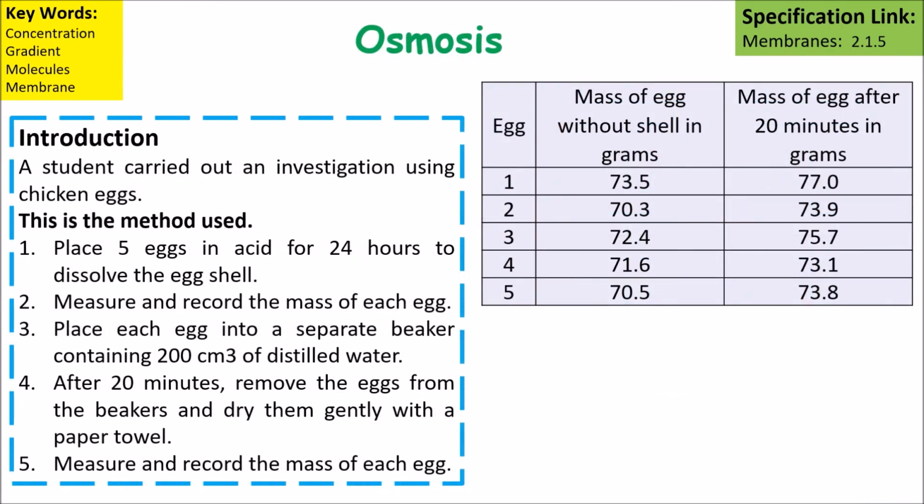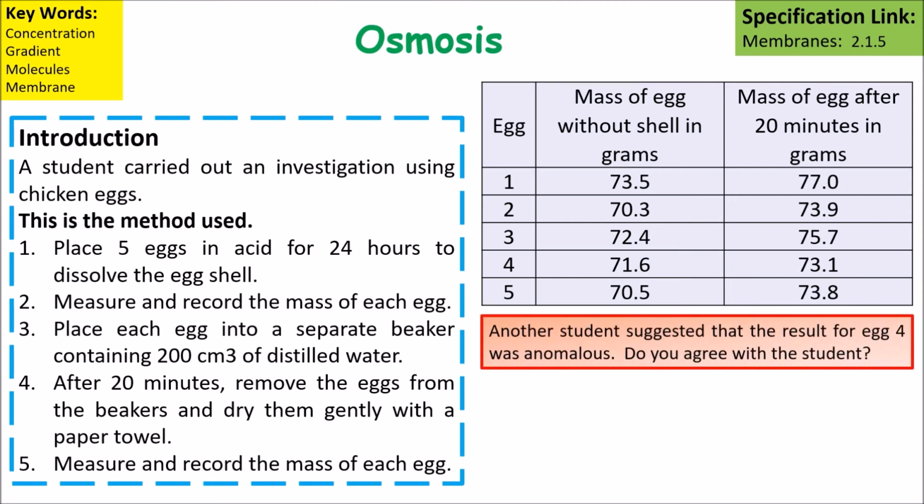So another experiment could be something like this. A student carried out an investigation using chicken eggs. They placed 5 eggs into acid for 24 hours to dissolve the eggshell. They measured and recorded the mass of each egg. They placed each egg into a separate beaker containing 200 centimetres cubed of distilled water. After 20 minutes, they removed the eggs from the beakers and dried them gently, and then re-weighed their mass. The results are shown in the table to the right.